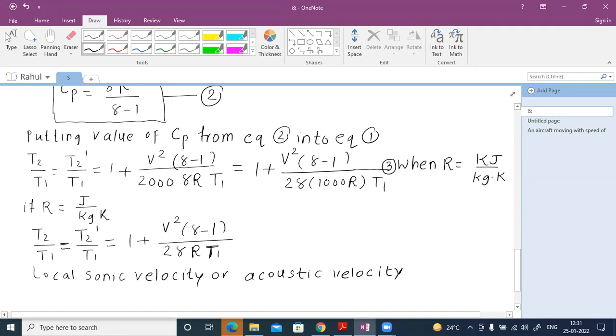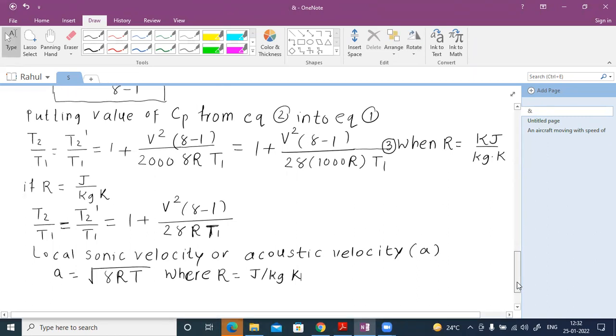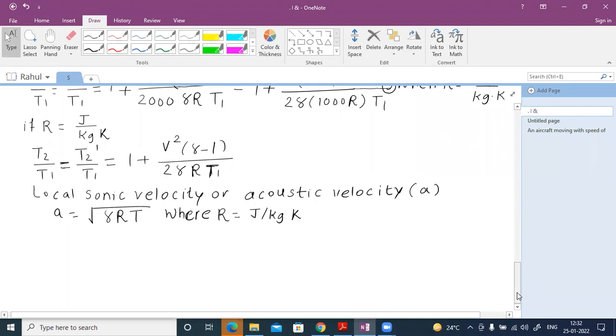Now what is sonic velocity or acoustic velocity? It is indicated by A, and A is given by the square root of gamma into R into T, where the value of R is in joule per kg Kelvin. So this is the value of A, what is called the local sonic velocity or acoustic velocity, and A is given by square root of gamma RT.